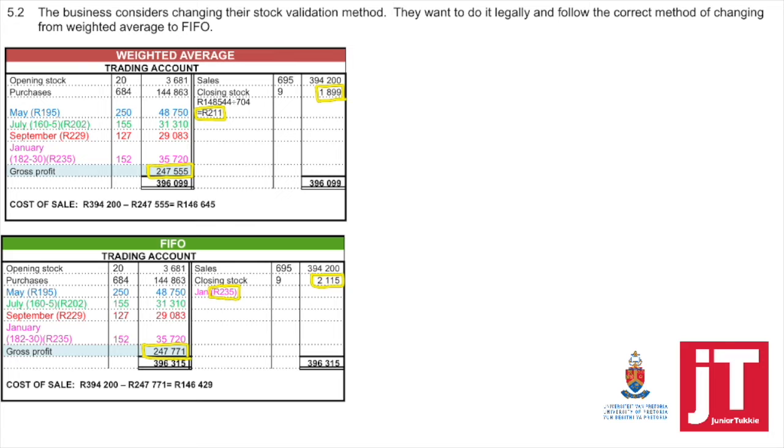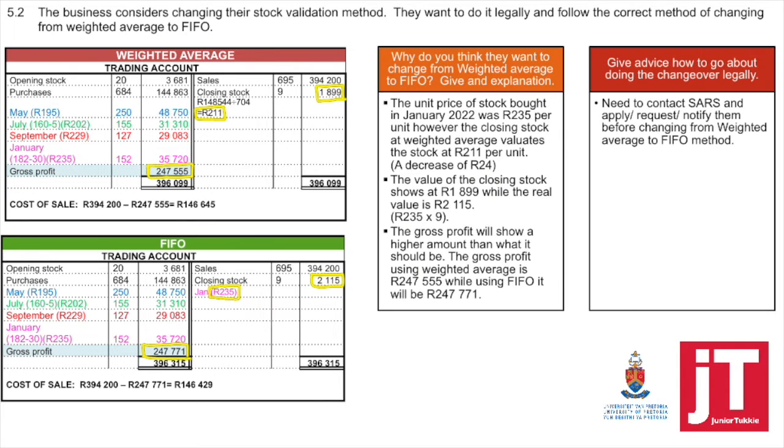Because the closing stock is different, it will have an impact on my gross profit. Using FIFO, my gross profit will reflect a higher amount. So to answer this now, why do you think they want to change from weighted average? The unit price of the stock bought in January was 235 per unit.